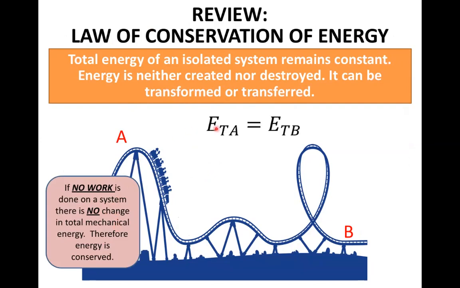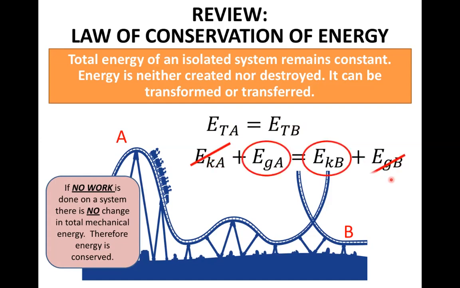So we've got total energy at one point, for example, point A on this roller coaster, is equal to the total energy at point B. We sub in what we know is the equation for total mechanical energy. And we always want to start conservation of energy questions with the mathematical statement of the law of conservation of energy, ET equals ET. Once we sub in the next lines, we're really hoping that we can cancel out some of the terms.